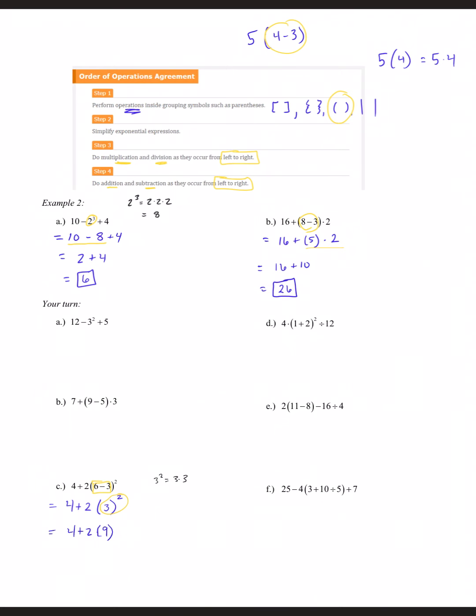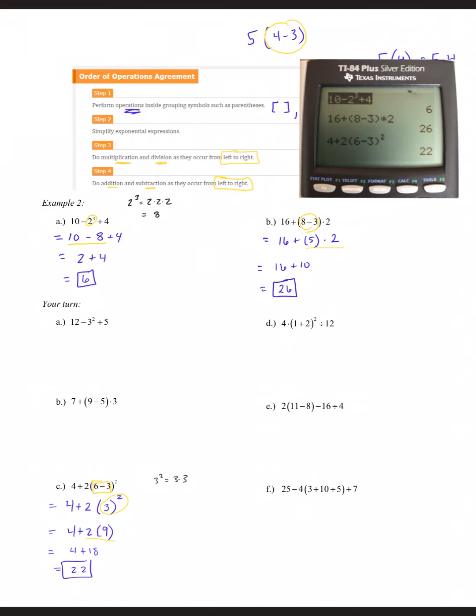It doesn't matter. Do multiplication division as they occur? Well, we have 4 plus 2 times 9. So we have to do that first, the 2 times 9. So we're left with 4 plus 18 to give us an answer of 22. Good. You can see that I've just inserted a picture of the calculator screen for these 3 problems that I'm checking.